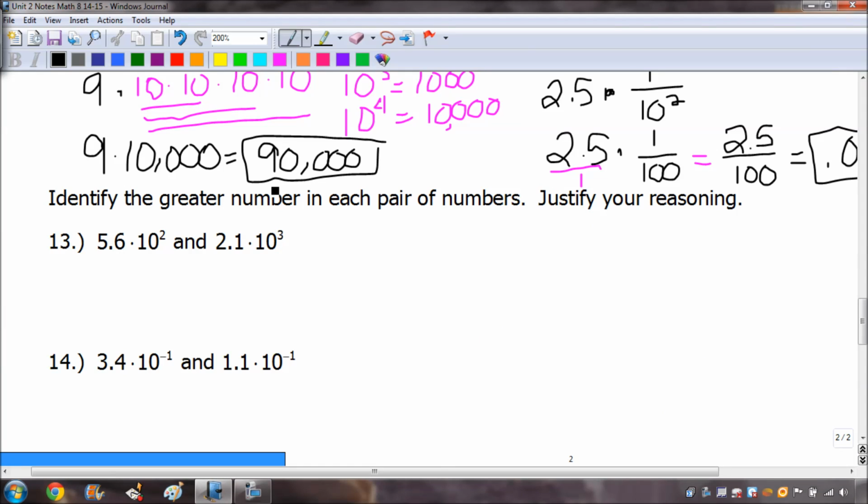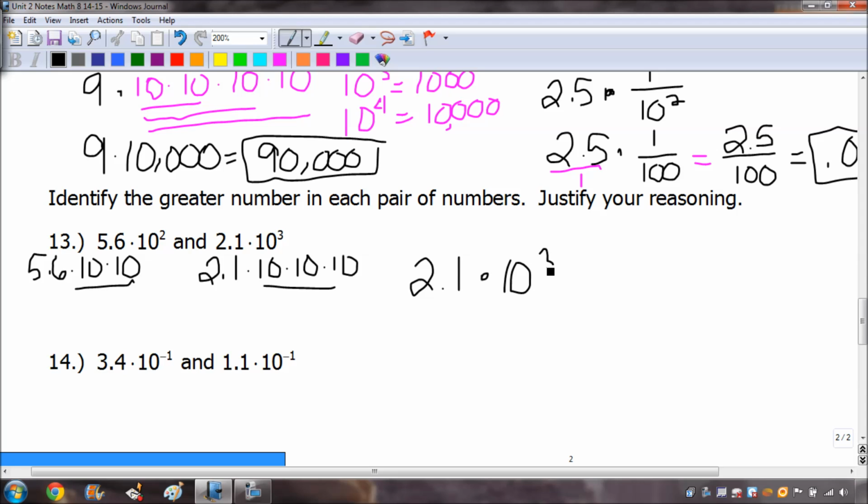And then that's my final answer for that question. Okay, sorry to be skipping around. We're going to go back to question 13 now. And the directions say to identify the greater number in each pair of numbers and then to justify your reasoning. So in question 13, you have 5.6 times 10 to the second power, right? So you have 5.6 times 10 times 10, right? And then here 2.1 is being multiplied by 10 3 times. So which number would be bigger, the number where I multiply by 10 twice or the number where I multiply by 10 3 times? It should make sense to you that this number right here is going to be the larger number.